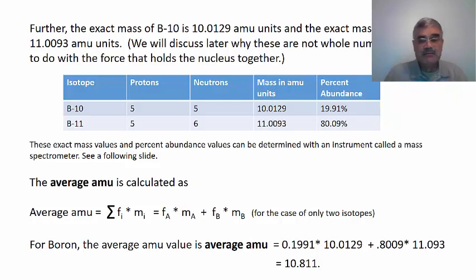So for boron, the average AMU is simply 0.1991 times 10.0129 plus 0.8009 times 11.0093, giving you the value that we have in the periodic table, the average atomic mass of boron being 10.811 AMU units.